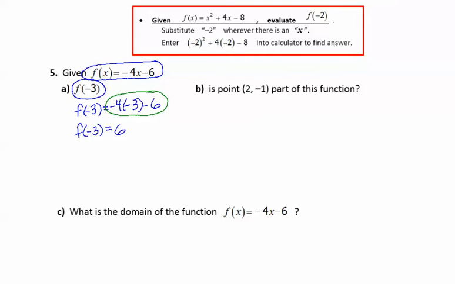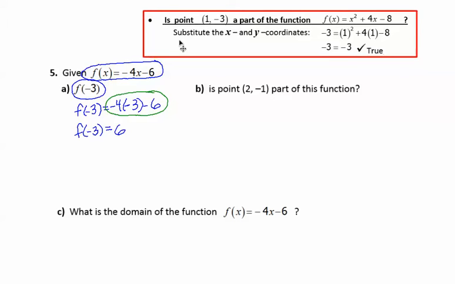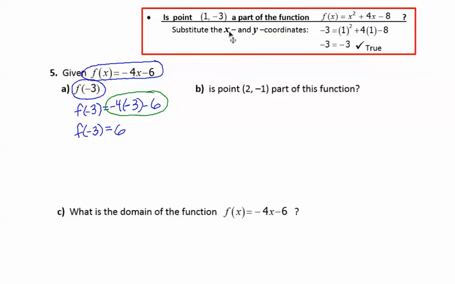The next part of the problem asks us, is the point (2, -1) part of this function? Your notes remind you that to do this, you substitute the x and y coordinate values of the point that is given into your function. Wherever the x goes, you put your x coordinate. Wherever the y is, you put your y coordinate. So let's try that with our function. Here is our function, and we are going to substitute the value of x wherever the x is, and the value of y wherever the y is.